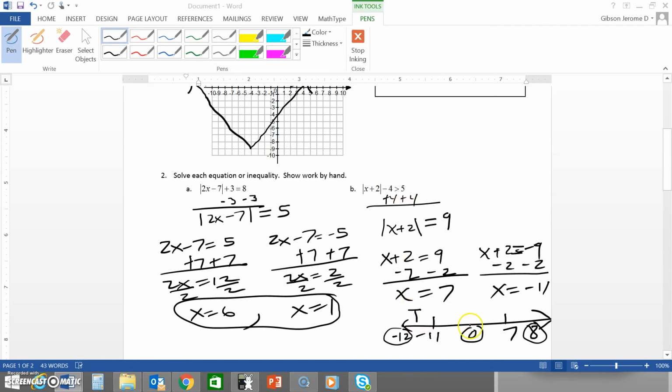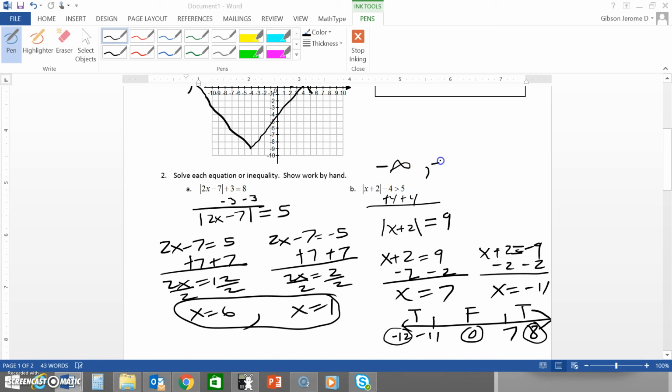So that's true. We put in 0 here, this would be 2 minus 4, which is negative 2, and it's not greater than 5, so that's false. Then we will put 8 in here, that would be 10 minus 4, which is 6, which is greater than 5, which is true.